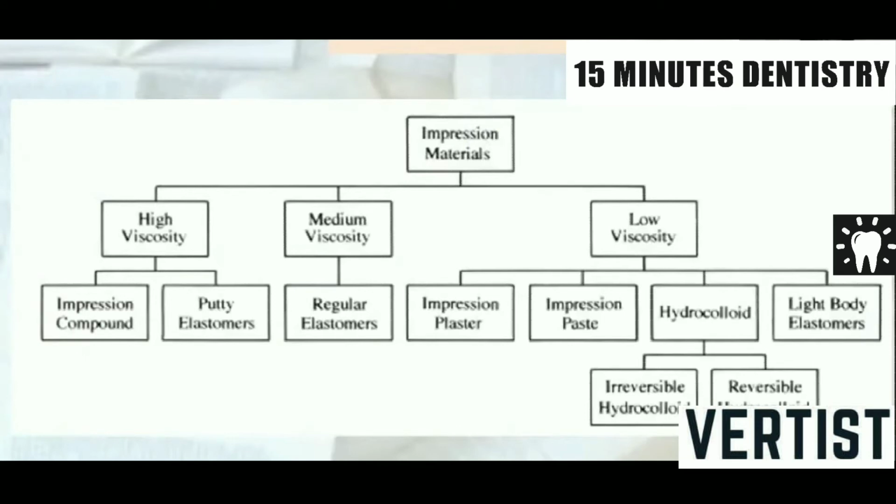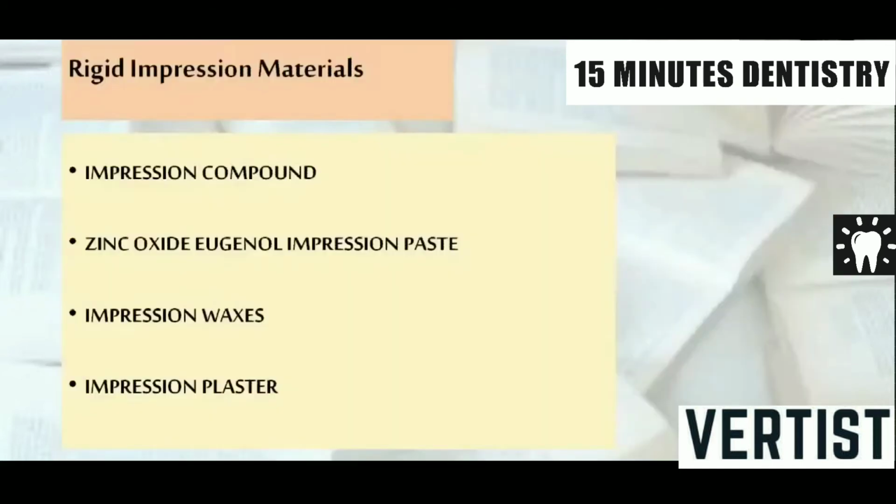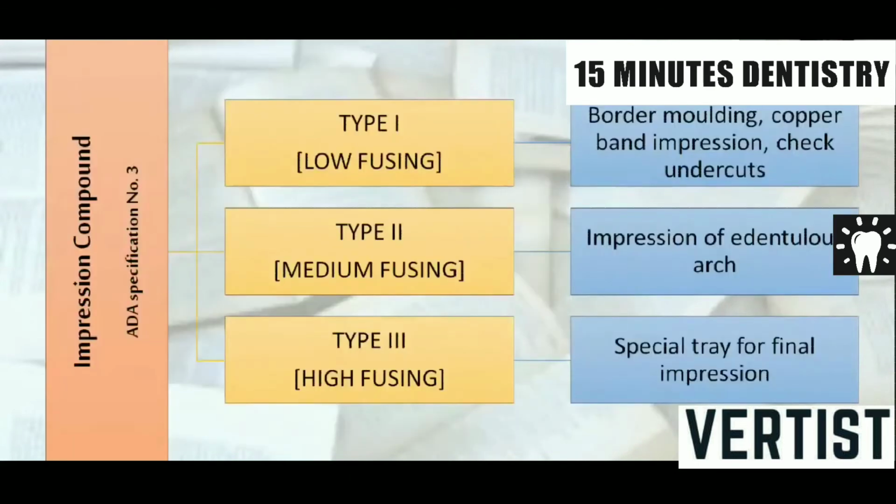According to viscosity, they are covered as high viscosity, medium viscosity and low viscosity. If you go with the classification according to setting, materials set by chemical reaction or by temperature changes. The material which sets by temperature is the reversible one, and the material which sets by chemical reaction is the irreversible one. So this is the classification. We'll go with it, and we'll start with the rigid impression material, that is impression compound.